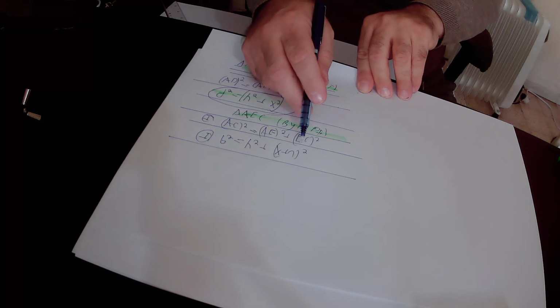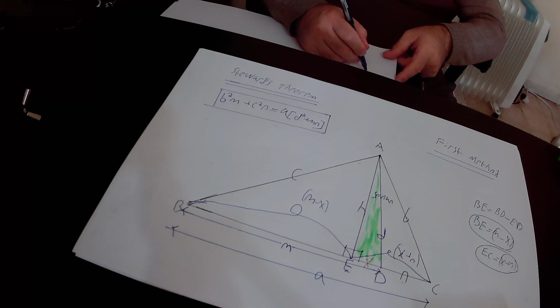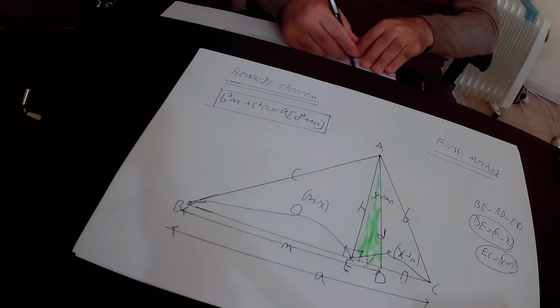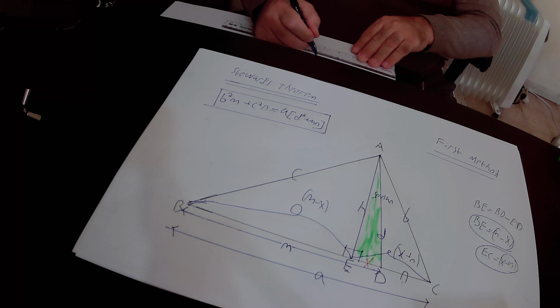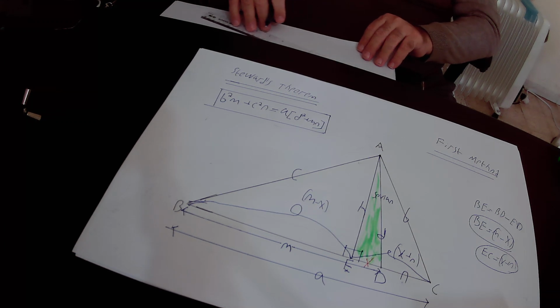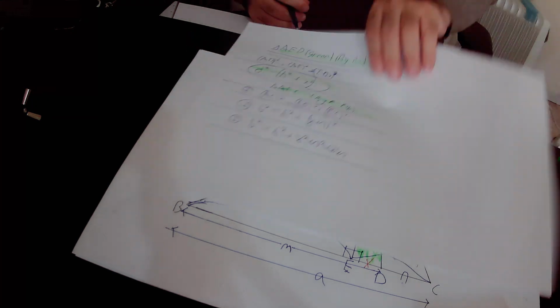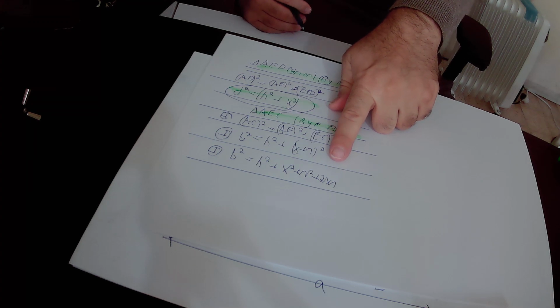Here we'll open the brackets on this side of equation number 1, and we'll get that according to equation number 1, b square equals h square plus (x plus n) square. (x plus n) square equals x square plus n square plus 2 times x times n. According to equation number 1, we found out that b square equals h square plus x square plus n square plus 2 times xn.